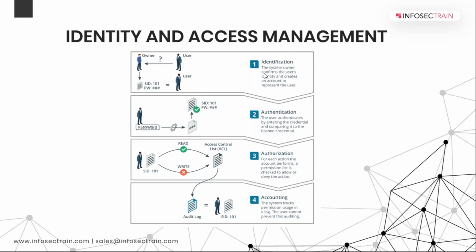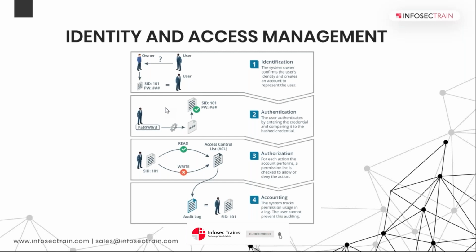Okay, so what is happening? In identification, the system owner confirms the user's identity and creates an account to represent the user. Let's say his SID is 101, and he got a password as well. So in authentication, the user authenticates by entering the credentials and comparing it to the hash credential, as we discussed. This identification you can relate to the username. In a database, we put up this user ID, a very unique ID maintained in your database.